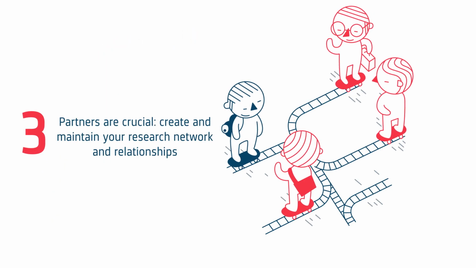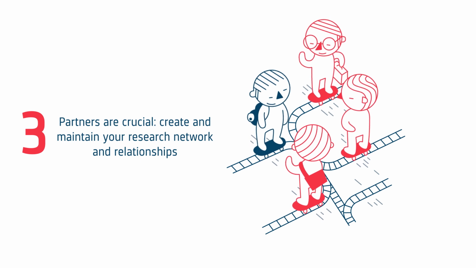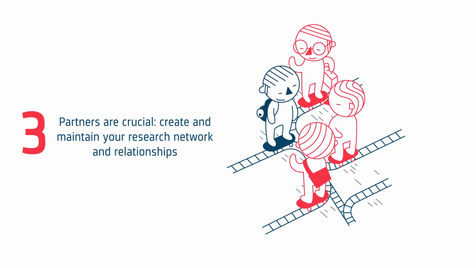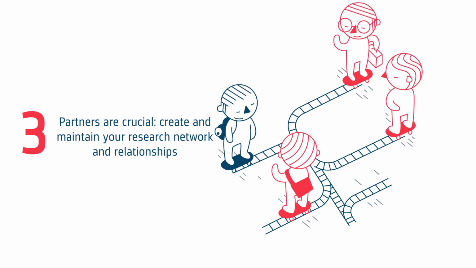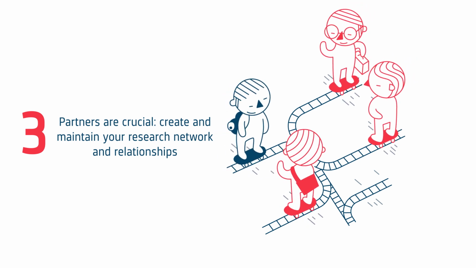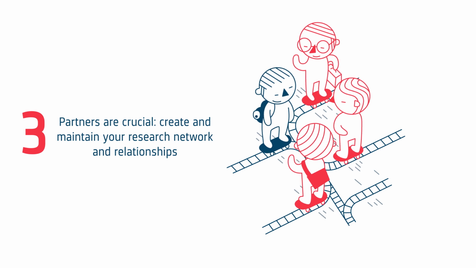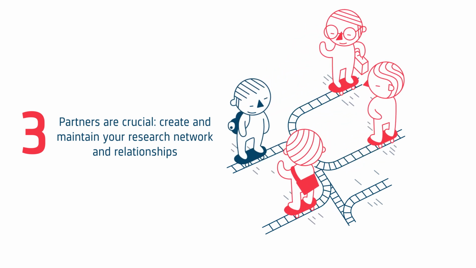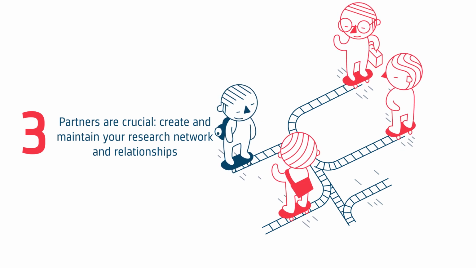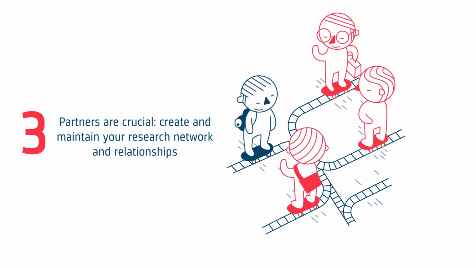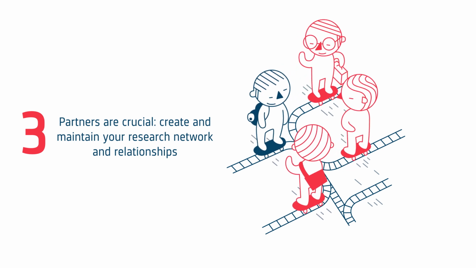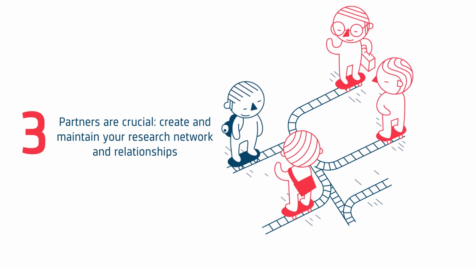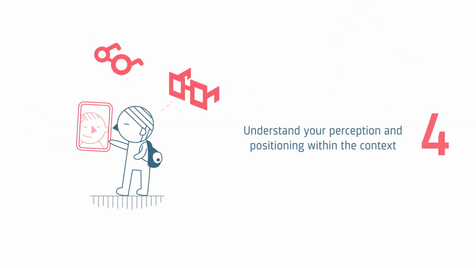Number 3. Partners are crucial. Create and maintain your research network and relationships. What interests do stakeholders have towards research outcomes? Clarify roles and responsibilities with research partners to establish a mutually beneficial partnership. Allow time to build partnerships and other relationships in conflict-affected areas. Mitigate the risk that conflict parties or actors in power could instrumentalize your research, for example, by diversifying your network and transparent communication.